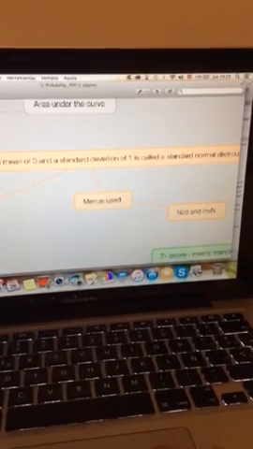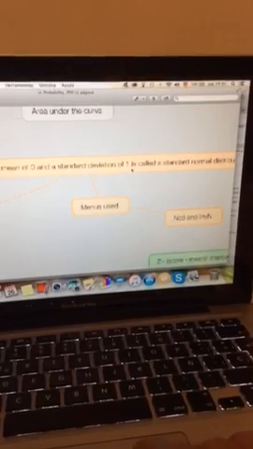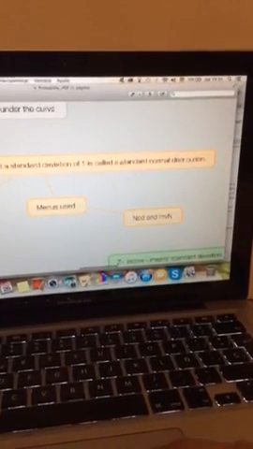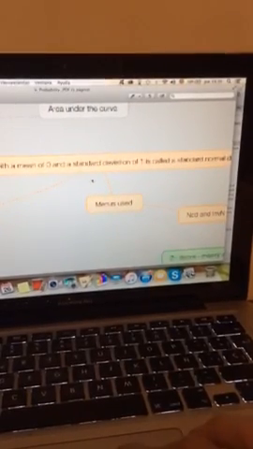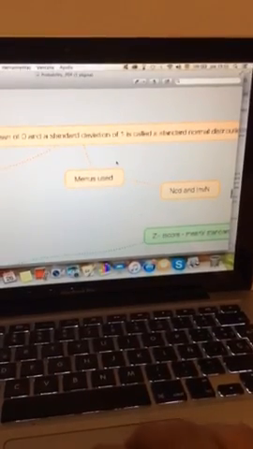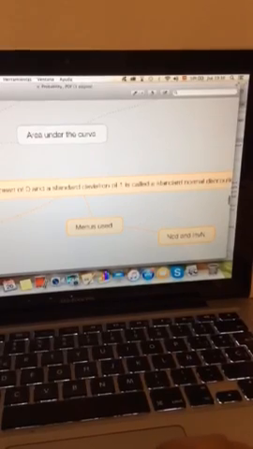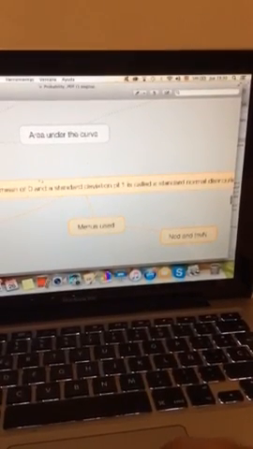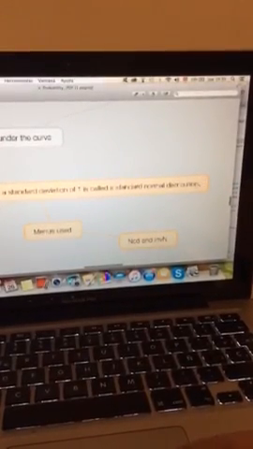Here we can see that a normal distribution with a mean of 0 and a standard deviation of 1 is called a standard normal distribution. This one was one of the questions we need to explain. So when we have a normal distribution, like we already explained here, with a mean of 0 and a standard deviation of 1, this is called a standard normal distribution.